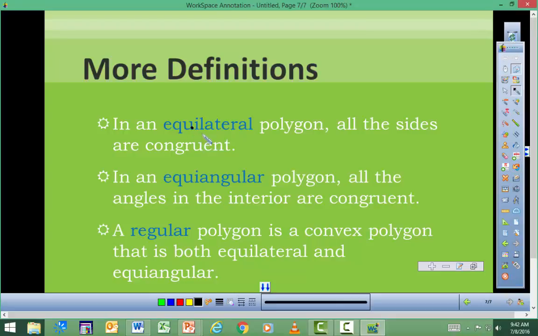Equilateral, a lateral means side, okay? And so an equilateral means equal sides. That definition should not surprise you. If you have an equilateral polygon, all the sides are congruent.